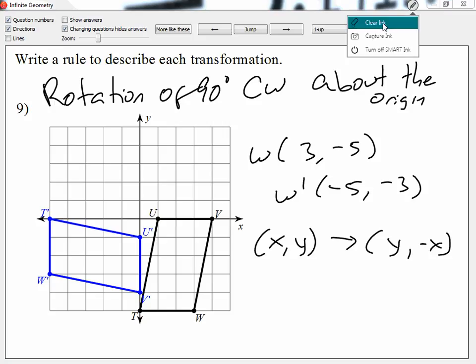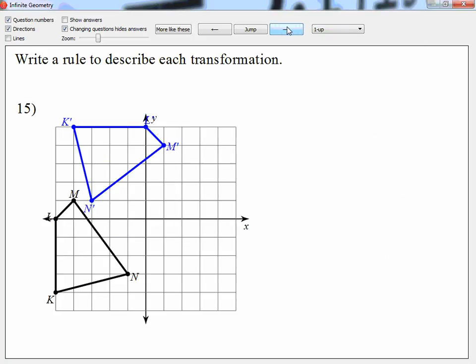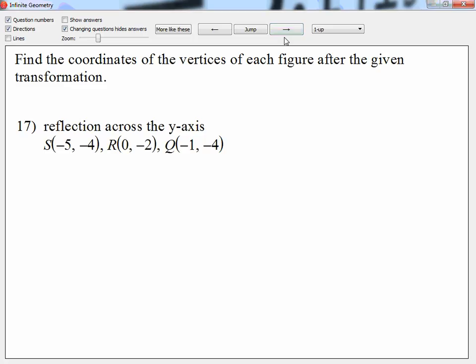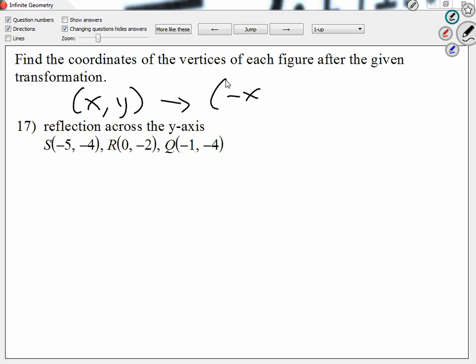Let's take a look at question number 17. Find the coordinates of the vertices of each figure after the given transformation. Reflection across the y-axis. I know the rule for that one. X, Y, the notation for across the y-axis is negative x, positive y. So for S prime, I'm going to get 5, negative 4.